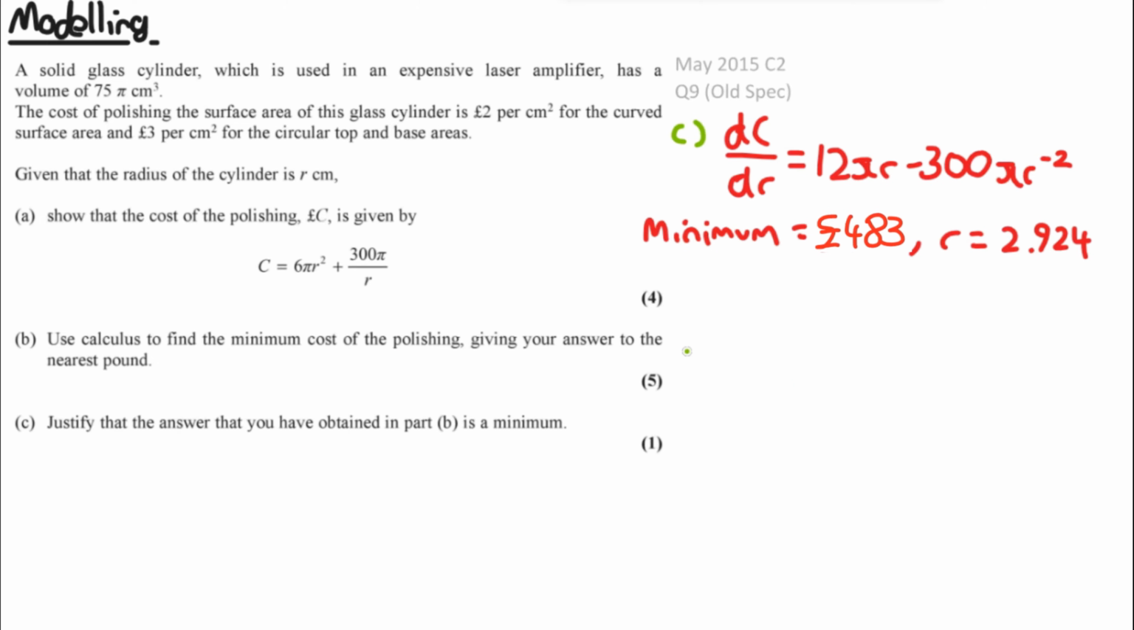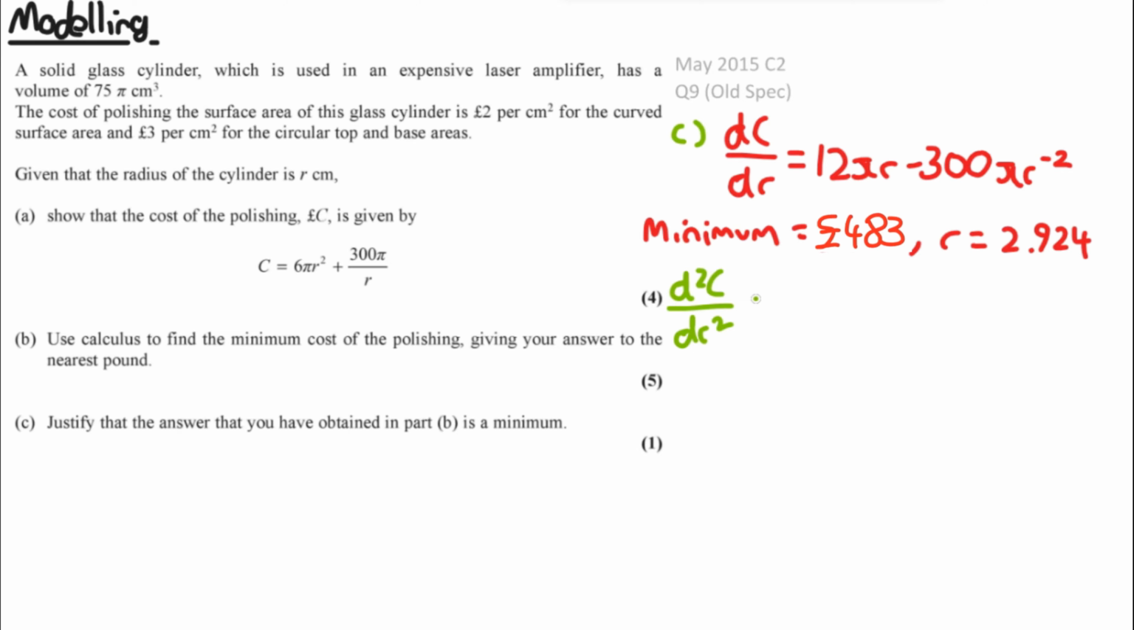So for part C, we need to justify that the answer that we've given is a minimum, because again, we've equaled this to 0 and found the stationary point here, but it could be a maximum or a point of inflection. So we need to prove that it's a minimum, and the way we do this is by finding the second derivative, plugging this value in, and if it's a minimum, it should be positive.